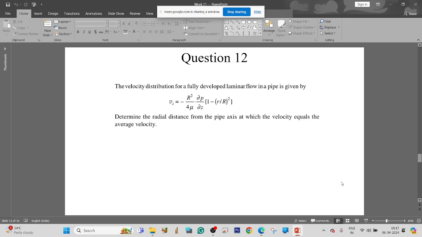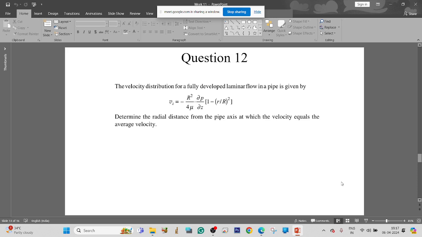So Vz is given, right? Vz bar, that means the average velocity, we can simply find out as volumetric flow rate upon area. So that means 1 upon pi R square, integral 0 to R of minus R square by 4 mu del p del z (1 minus (small r by capital R) whole square) 2 pi r dr. So this is equal to R square by 8 mu del p del z.